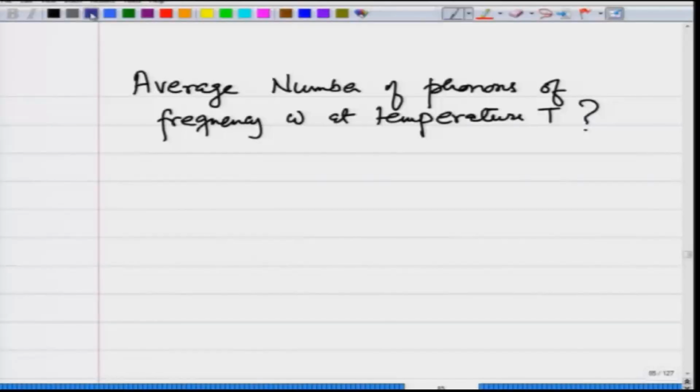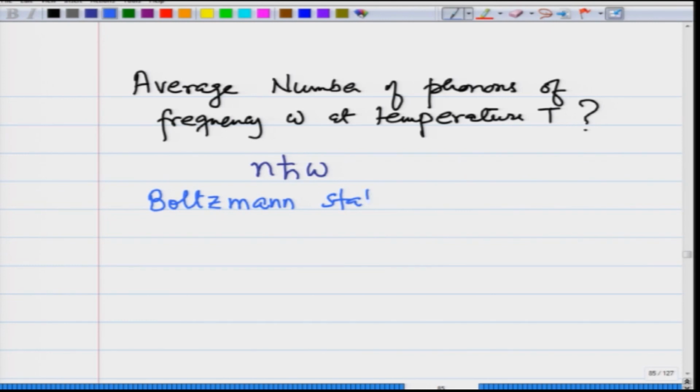Now, the energy for n phonons is going to be nħω, and by Boltzmann statistics, the probability of having these n phonons in the system is going to be proportional to e raised to minus nħω over k_BT.